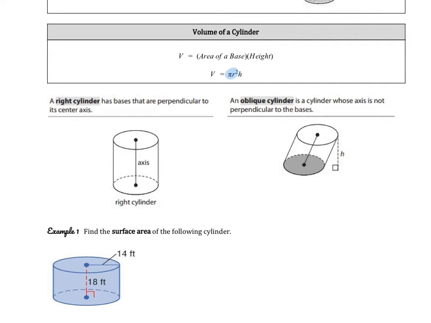The second type of cylinder is called an oblique cylinder, and it's a cylinder whose axis is not perpendicular to the bases. So the two bases here are parallel, but this line, the center axis, is not perpendicular. When we're doing this, it's important to note that our height is always going to be a perpendicular height. It is not this distance along the center axis.